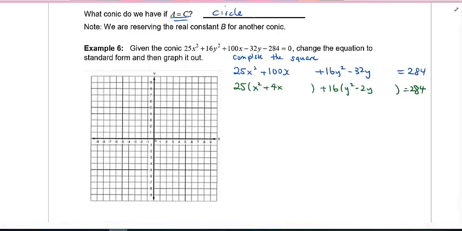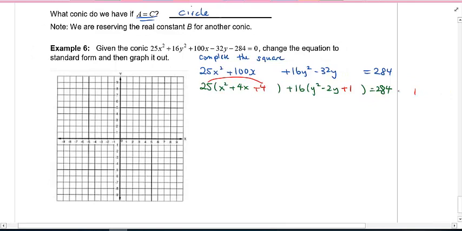Half of 4 is 2, 2 squared is 4, so plus 4. Half of negative 2 is negative 1, squared is plus 1. And then, of course, we have to balance it out, so we have to add 4 and add 1. Correct? Not correct. Don't make that fatal mistake. We didn't really add in 4, we added in 25 groups of 4. Ay, ay, ay. By the way, we didn't add in 1, we added in 16 groups of 1.